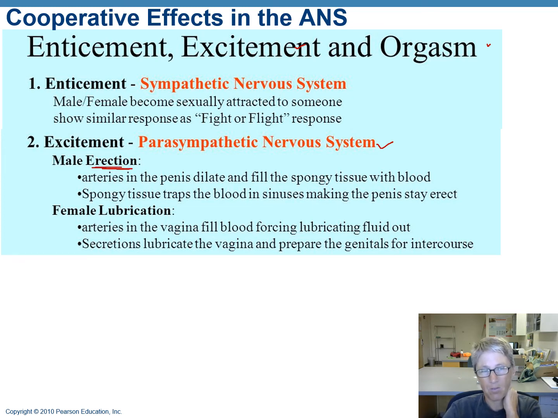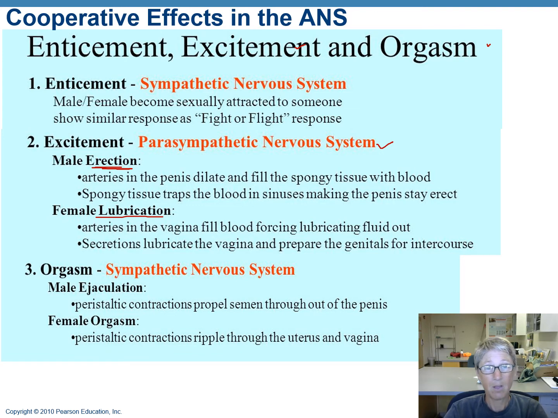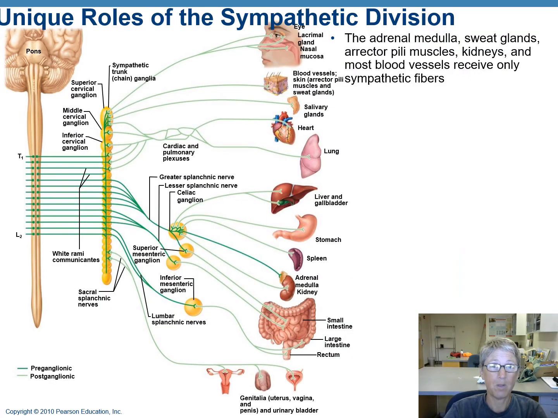And then in the excitement stage, under the parasympathetic nervous system, females can lubricate, so the vagina becomes lubricated, ready for copulation. Finally, cooperation of the autonomic nervous system yields an orgasm, and that's dominated by the sympathetic nervous system, where you get male ejaculation of the sperm and female orgasm. That's smooth muscle cells contracting to aid the sperm traveling towards its final destination, which would be the fallopian tube. This slide just says the unique roles of the sympathetic division.